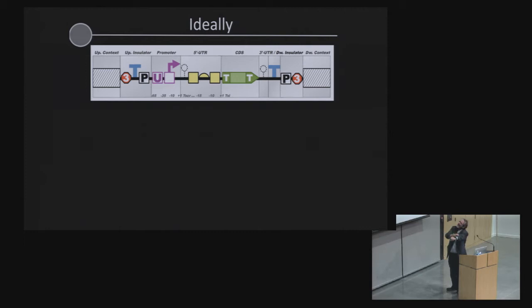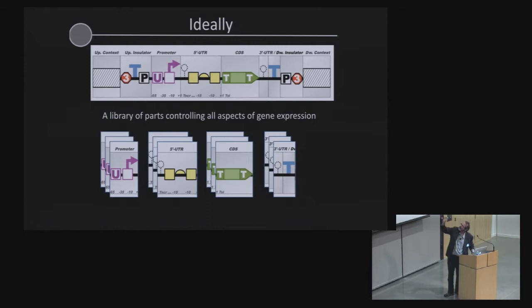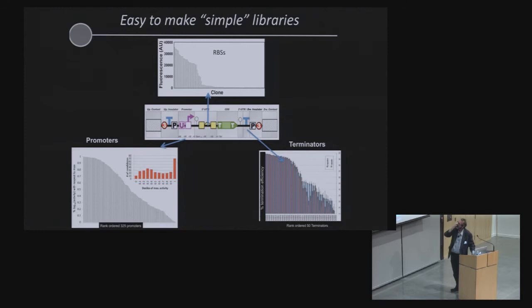Ideally, what I'd have is a library of parts, promoters and UTRs, encoding sequences and 5' and 3' UTRs that I'd be able to pick from to make whatever expression cassette I wanted, would have exactly the behavior that I wanted in that context, ideally. And so we have these libraries that we've made somewhat rationally, in this case, except for that Robert S. library, which is not rational at all. And we try to put them together.